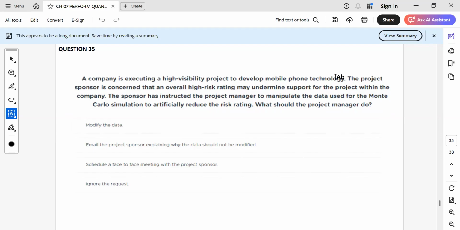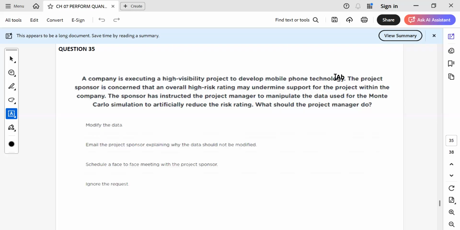So the sponsor has instructed the project manager to manipulate the data. So what should the project manager do? Modify the data? No, straightaway implementation is not the correct approach. Email the project sponsor explaining why? That is not a good approach either, because he is the project sponsor, so he cannot directly email him saying that it can't be done. I think first schedule a face-to-face meeting. This is the most appropriate for me, just to have a one-to-one discussion to understand why the request came from the project sponsor, and then accordingly the measures can be taken by the project manager based on the discussion.